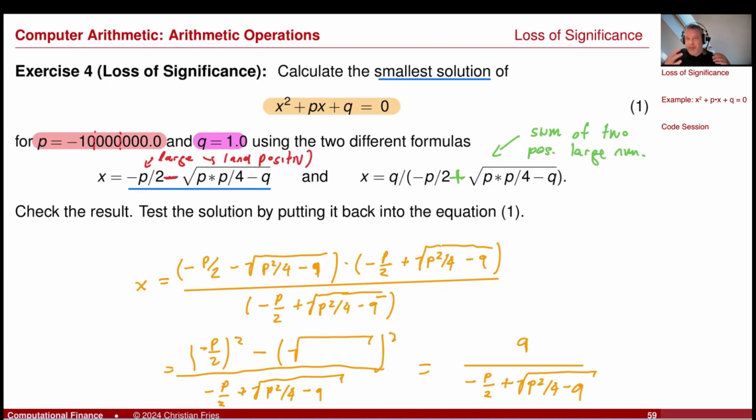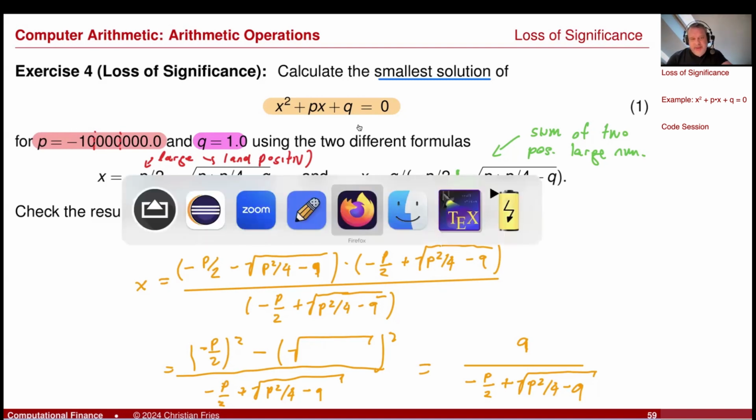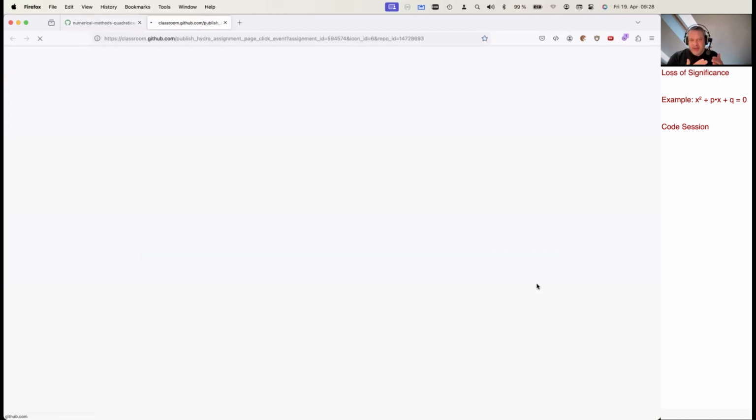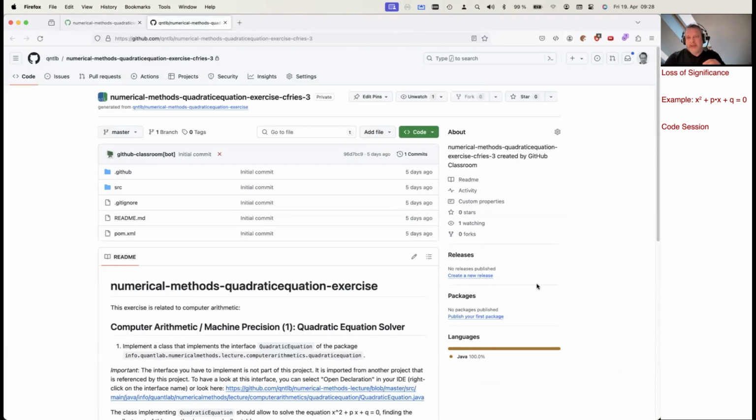I mentioned that we have computer assignments prepared for you, and there's one computer assignment related to this, so maybe I show you this here. When you accept this assignment in GitHub Classroom, it will create a fork of my template repository. So this repository is created for you, and you have your own Git repository with the code where you can work on. So you can now check out this repository and then work on this assignment, on this problem.